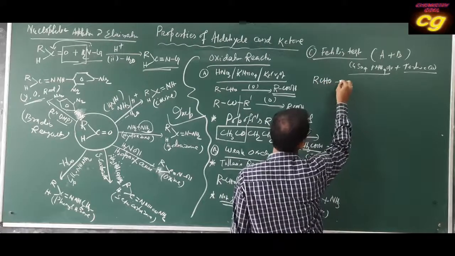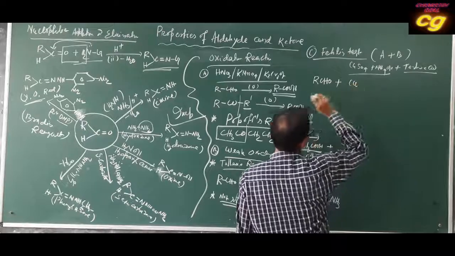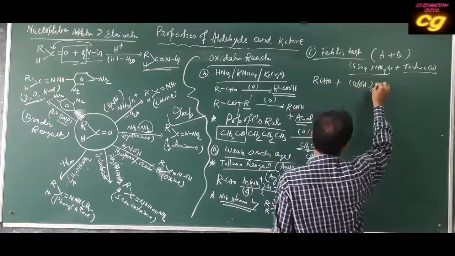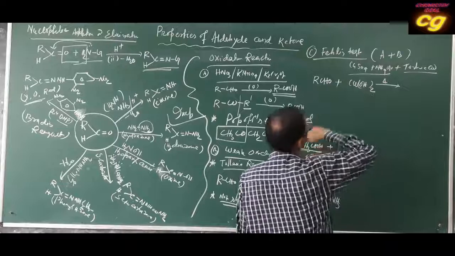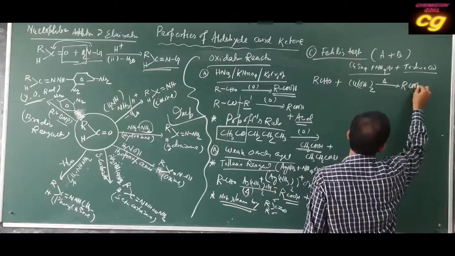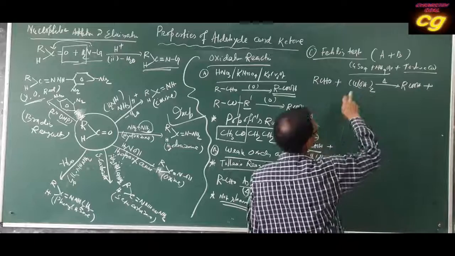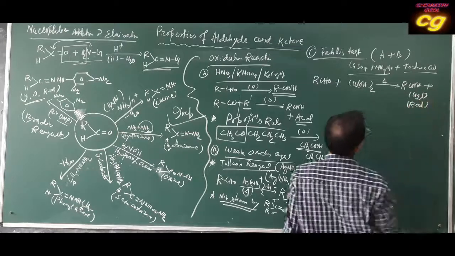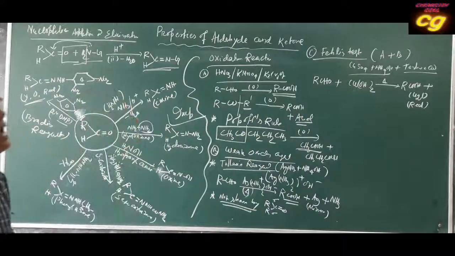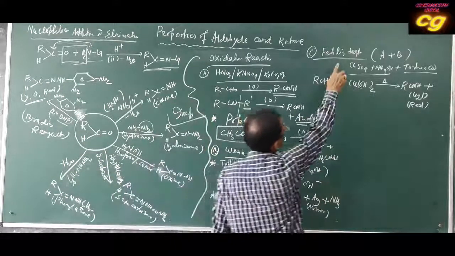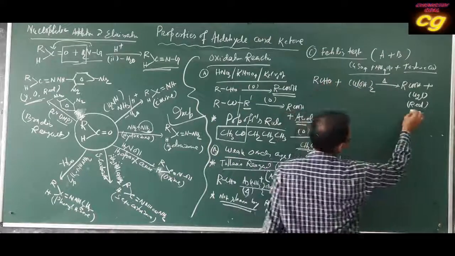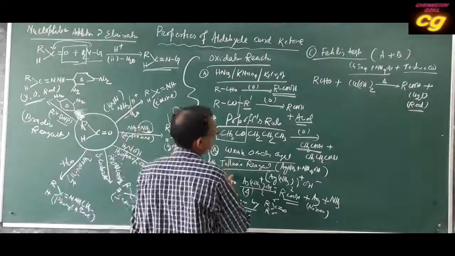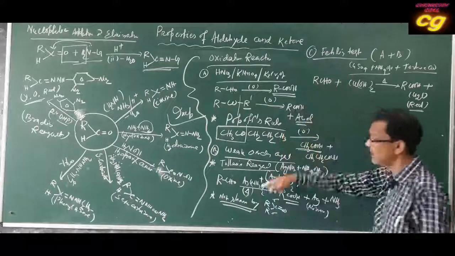If you take aldehyde and use Fehling solution, on warming it will produce copper hydroxide, and the result will be acid, with the copper reduced to cuprous oxide, the red color. So it indicates the presence of aldehyde. When aldehyde reacts with Fehling solution on heating, a red color of cuprous oxide is produced. This is a very important chemical test for aldehyde, Fehling solution and Tollens.